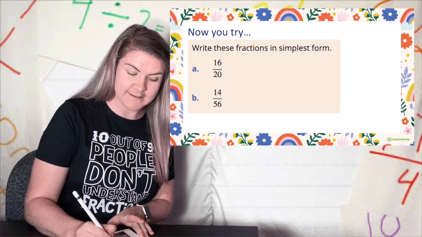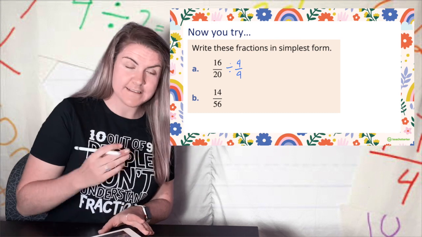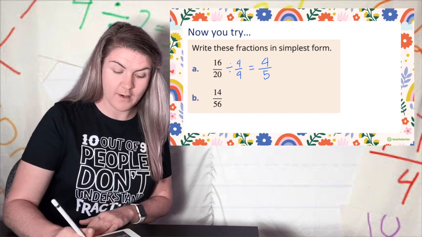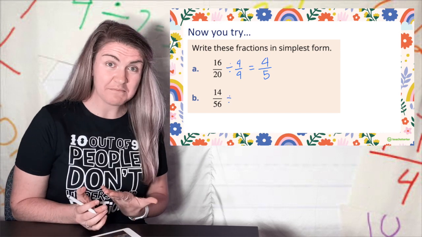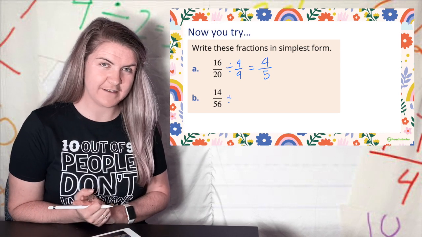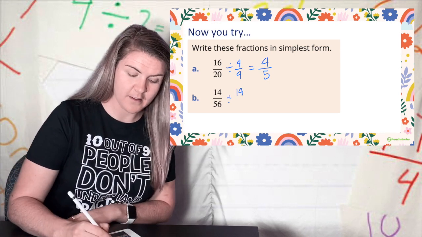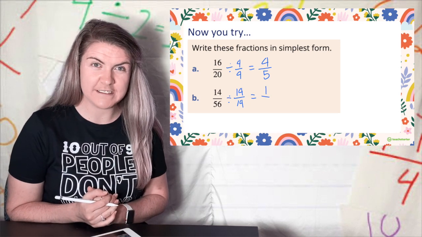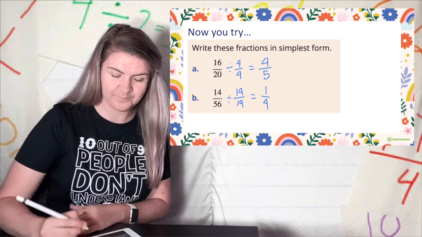Let's quickly check these. The highest common factor here is 4, and 16 divided by 4 equals 4, and 20 divided by 4 equals 5. For this one, the highest common factor is actually 14. 14 divided by 14 is 1, and 56 divided by 14 is 4.